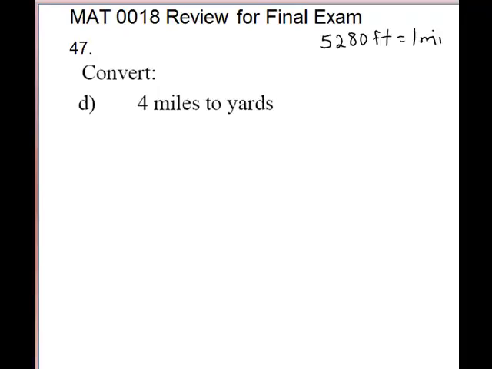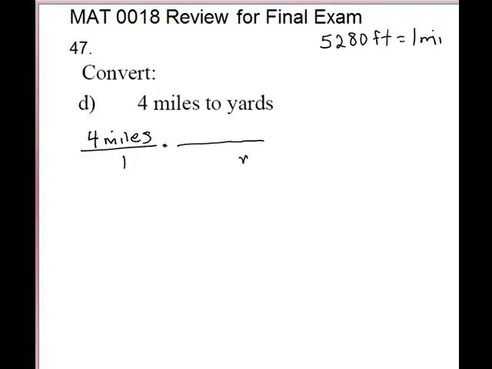For our next one, we're asked to convert miles to yards. The conversion factor that we learned in class was 5,280 feet equals a mile. We did not have the conversion factor of yards to miles. So we'll do this one in 2 steps. First, we'll convert out of miles to something we know. So we have 4 miles. That's what we're starting with. Make it look like a fraction.